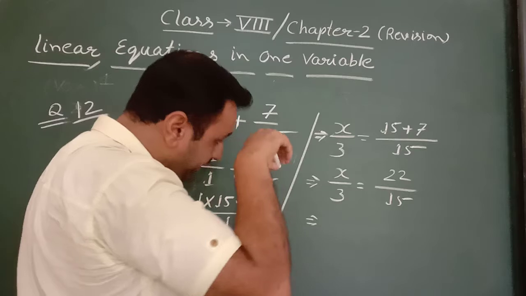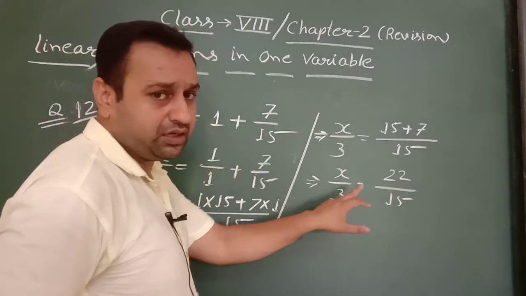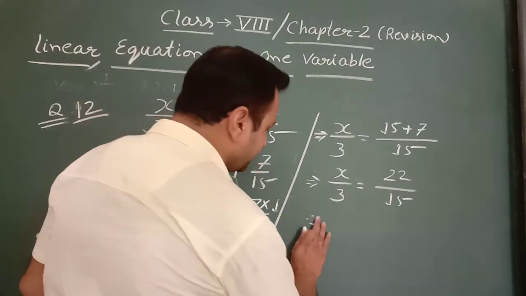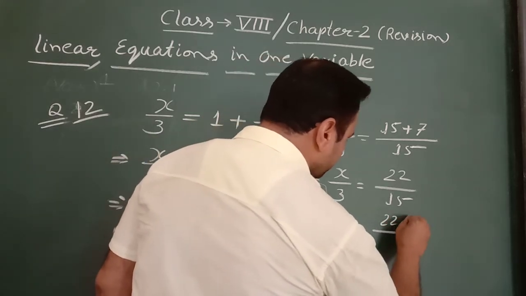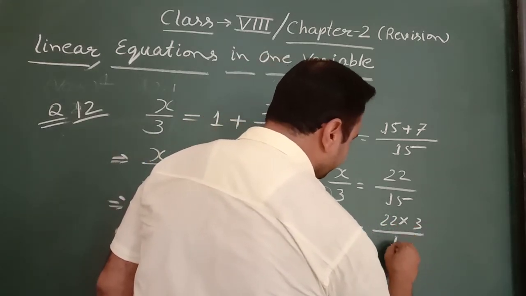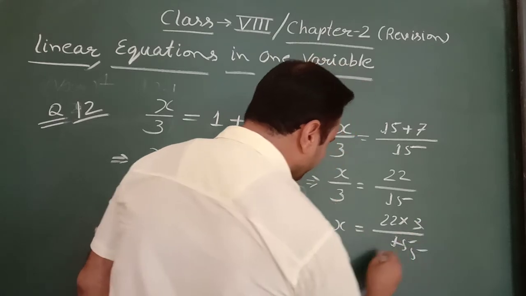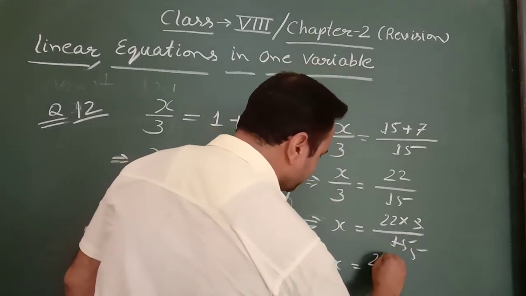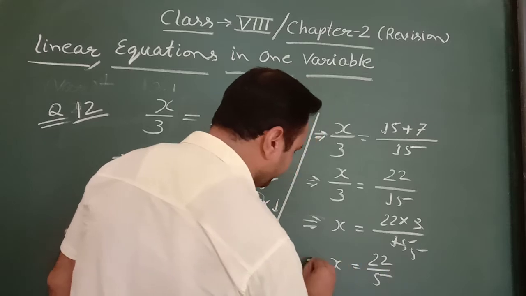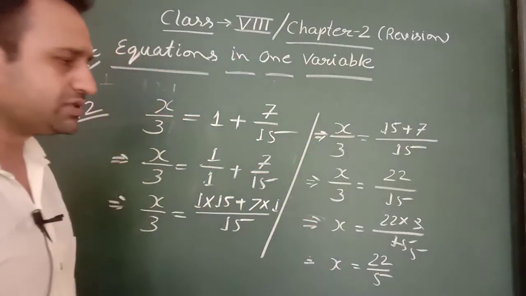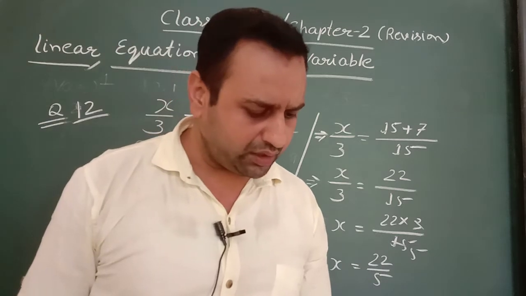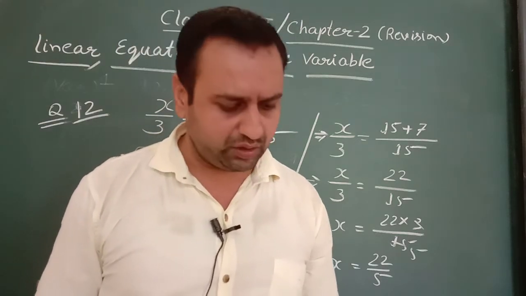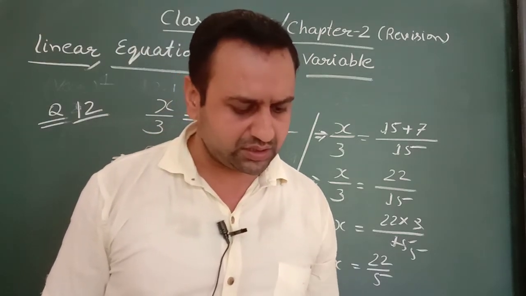Now to find x, we transpose 3 to the right hand side because 3 is in division, so 3 goes in multiplication. So what is the value of x? 22 upon 5. So these are some questions of exercise 2.1. I suggest that you revise exercise 2.1 yourself.